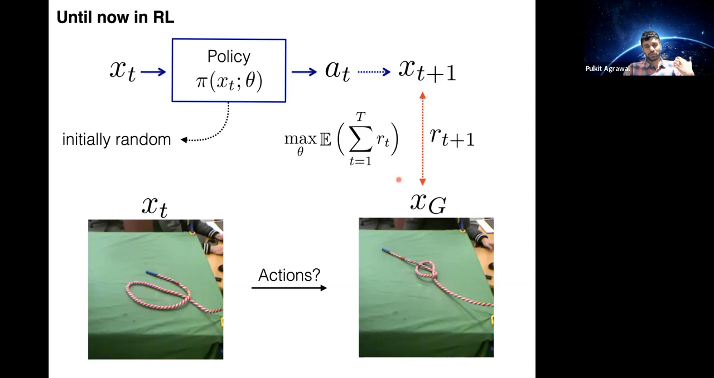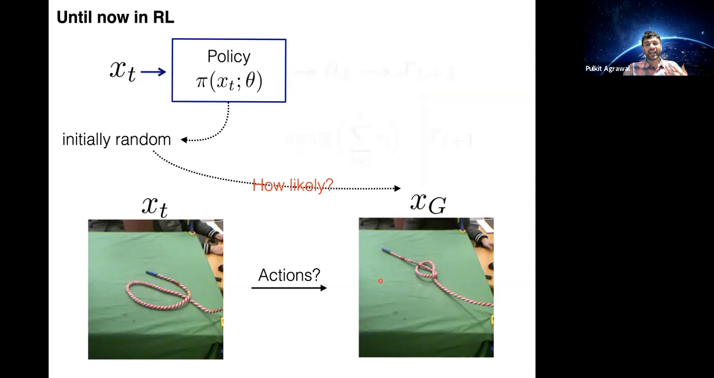So in order to get the reward, what we are hoping is that starting from the current state, I'm going to make a sequence of actions which is going to get me close to my goal state. Right. So in this particular example, how likely is it that you're going to do a sequence of actions which, starting from the current observation, is actually going to go and tie the knot? Right? I mean, it's highly unlikely this is going to happen by chance.